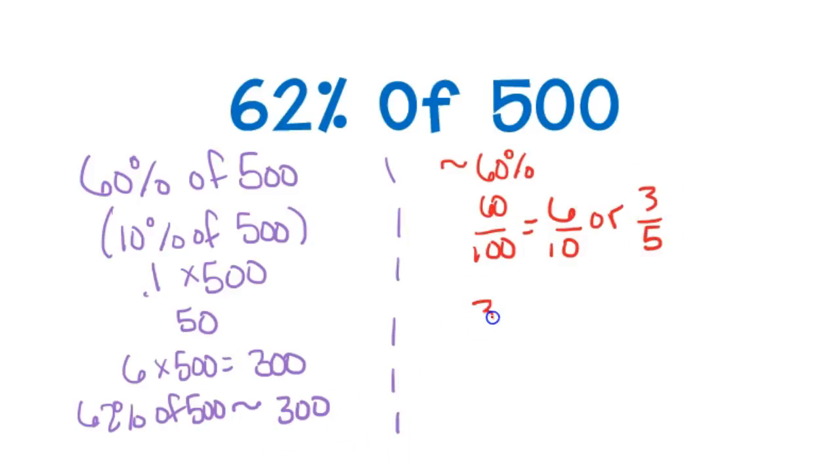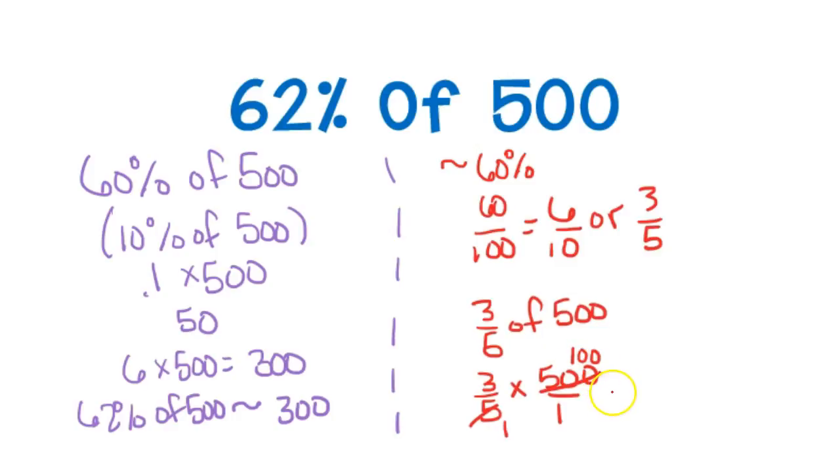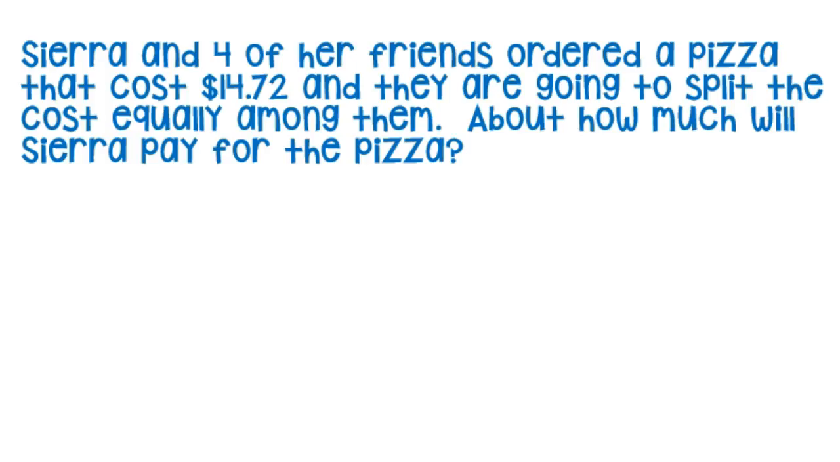So now with our fraction, 3/5 of 500, we know that this is 3/5 times 500. Thinking about multiplying fractions here, we can put this over 1. If I cross simplify right here, 5 goes into 5 one time, 5 goes into 500 100 times, and then we're left with, again, 300. So there's 2 different ways to estimate with percents. Let me go through another practice problem with you.